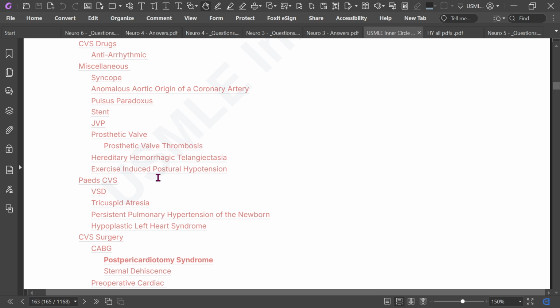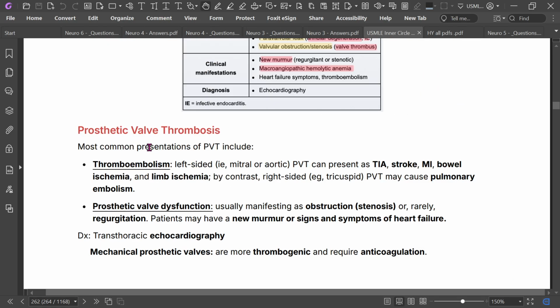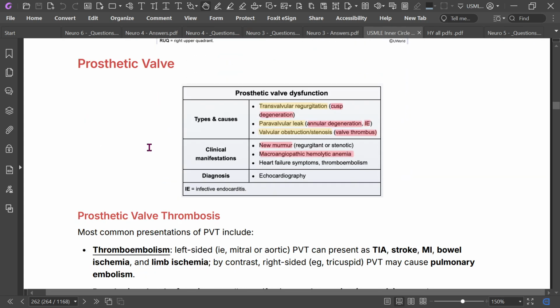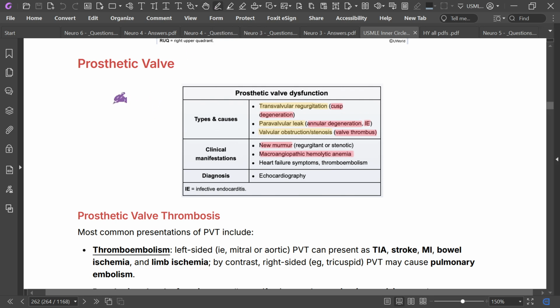First I would like to discuss prosthetic valve dysfunction. If I would like to talk about prosthetic valve dysfunction, I will discuss it in a different manner.